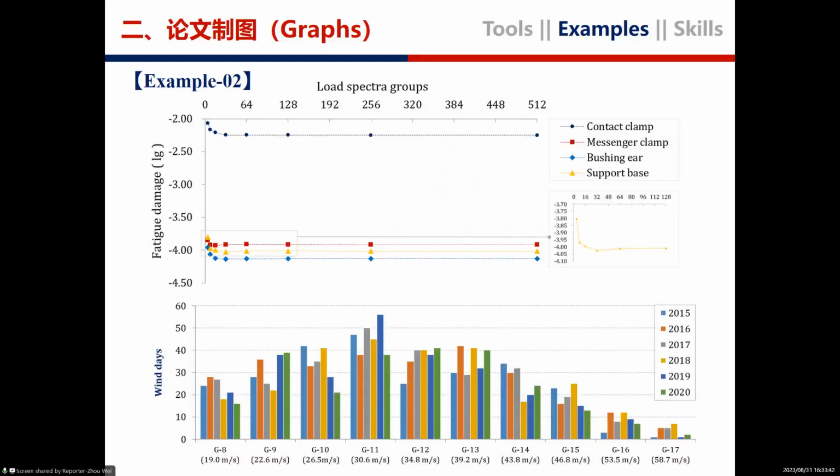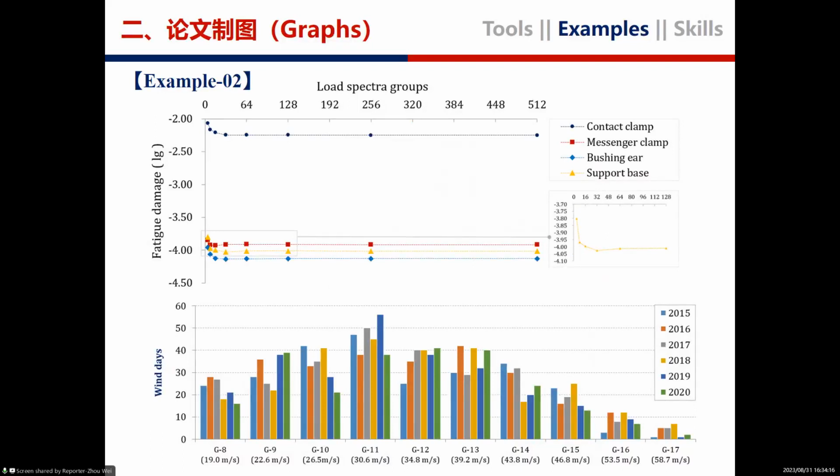In evaluation, we studied the correlation between fatigue damage and the different load spectra groups. We found that the absolute damage for all connection components differs quite a lot from each other. So we changed the y-axis into log base 10 to make their difference smaller, so that all four damage curves can be in the same graph.